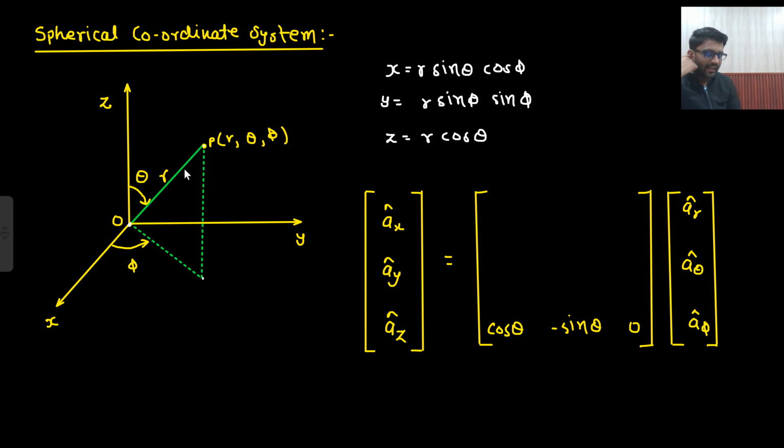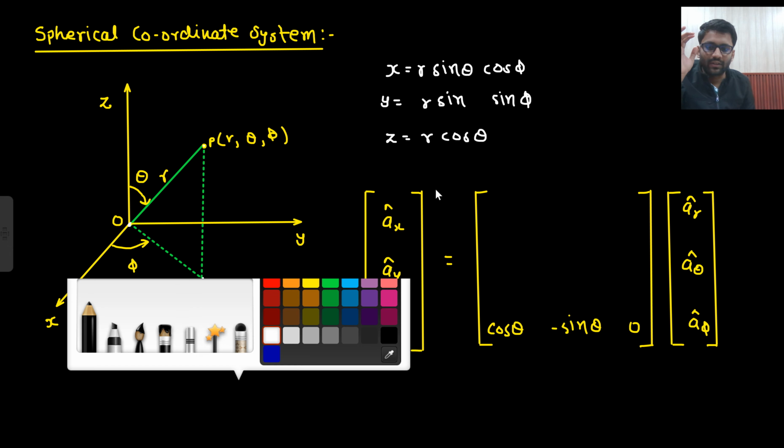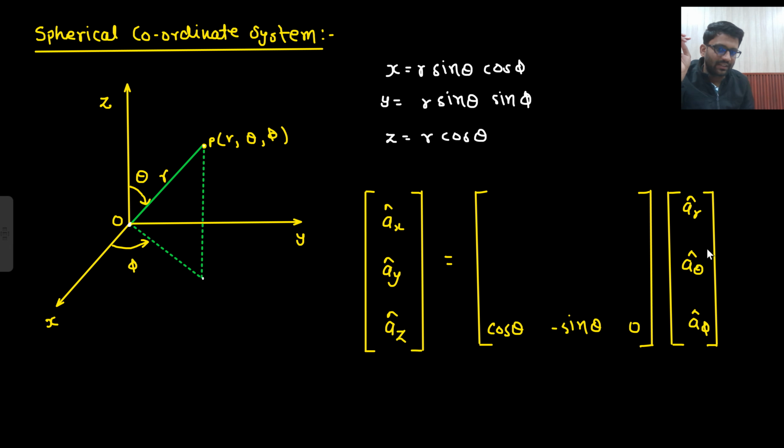Here what was your x? x was equal to r sin theta cos phi, and y was equal to r sin theta sin phi, and what was your z? r cos theta. And from there we made this table. Here I am not writing what is coming, that you already know. Here what will come? Sin theta cos phi. Here what will come? Sin theta sin phi.